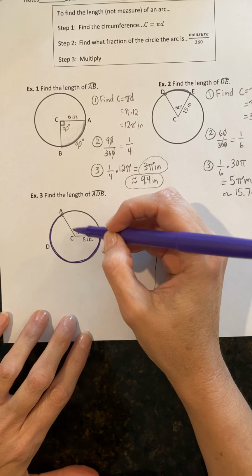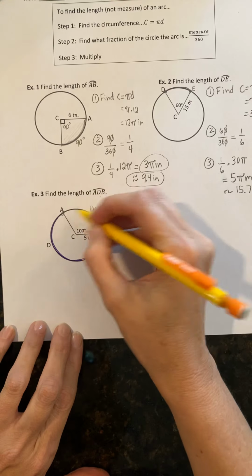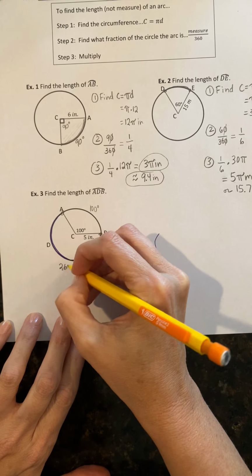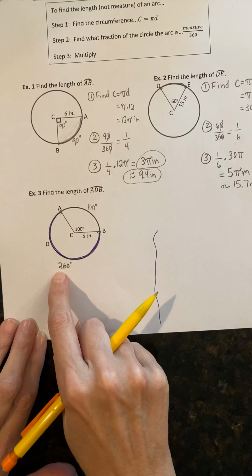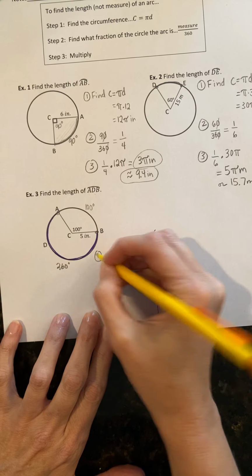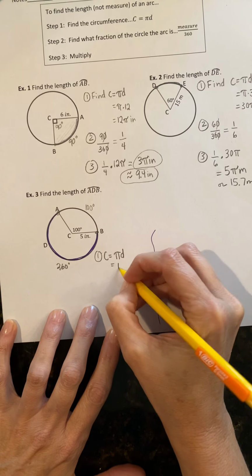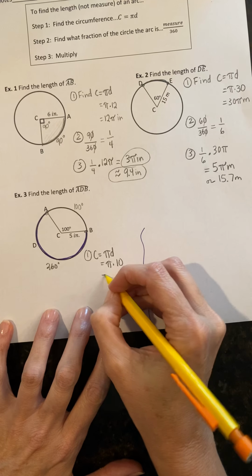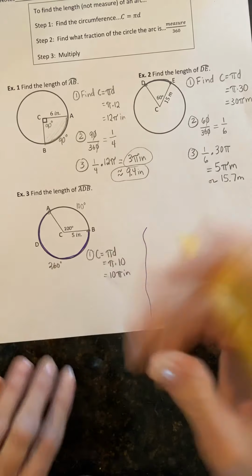So if this is 100 degrees, this arc, remember that's measure, not length. If that's 100 degrees, this is the rest of the circle, which is 260. So if I want to find the length of that arc, it's 260/360ths of the circle. All right, so now I'm going to do the three-step process. Find the circumference. Pi times D. Pi times 10. See, 5 is the radius, so the whole diameter would be 10. That's 10 pi inches. That's the whole circumference.